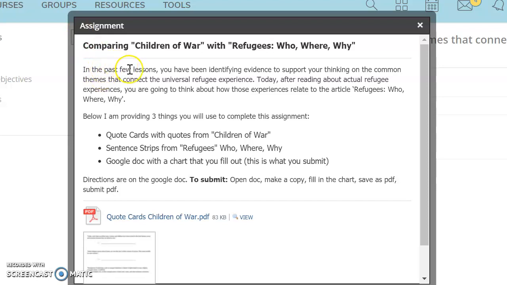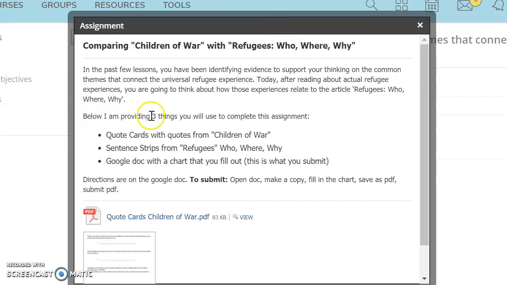Like in the past few lessons, you've been identifying evidence to support your thinking on the common themes that connect the universal refugee experience. Today, after reading about actual refugee experiences, you are going to think about how those experiences relate to the article Refugees Who, Where, and Why. So basically, you're comparing Children of War with Refugees Who, Where, and Why. And remember, these are two separate articles that we've read this week.